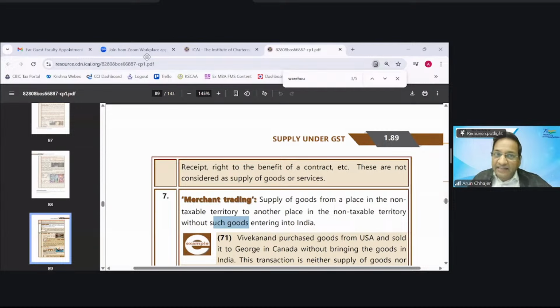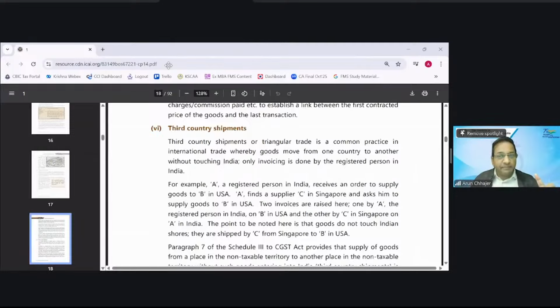And will it attract the reversal of ITC? Answer is no. Why no? Because we have discussed multiple times that of Schedule 3, only two entries are attract the reversal, para 8A and para 5. Okay.